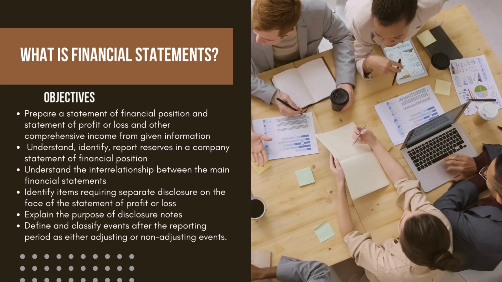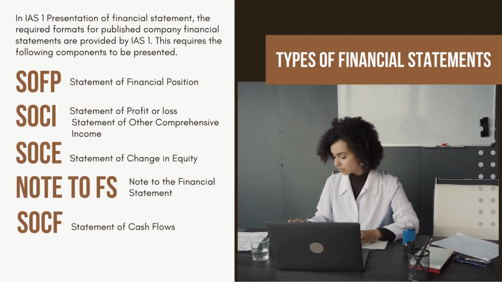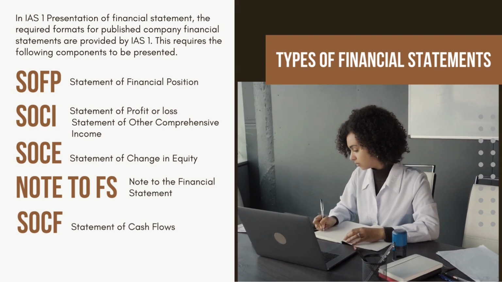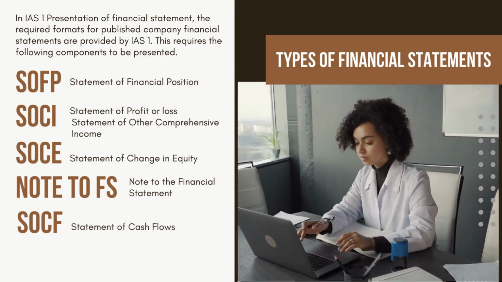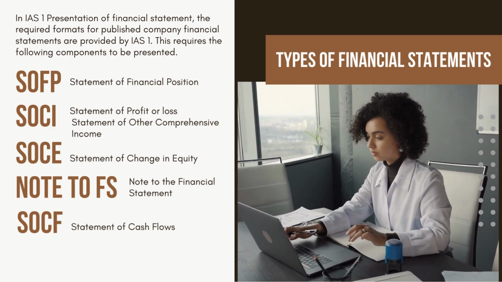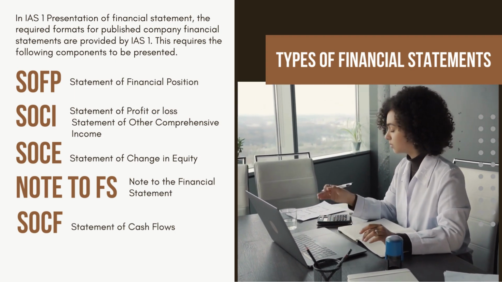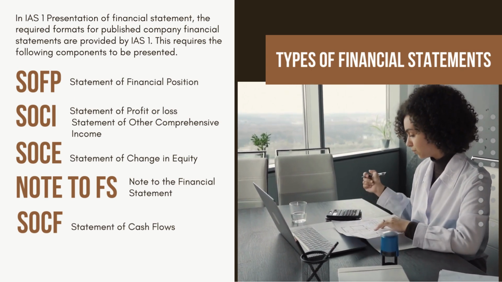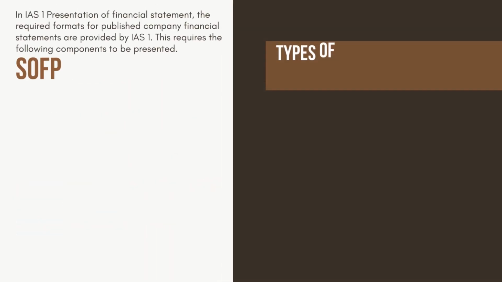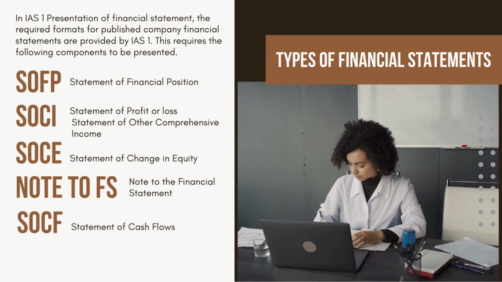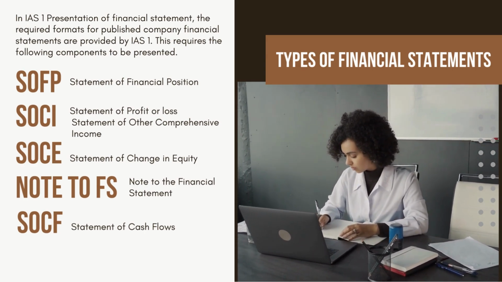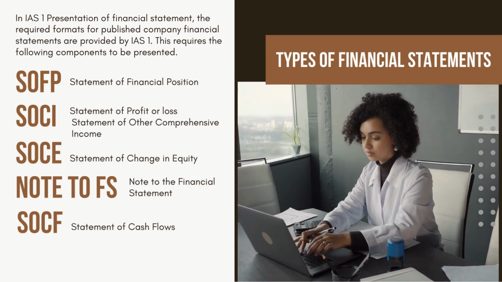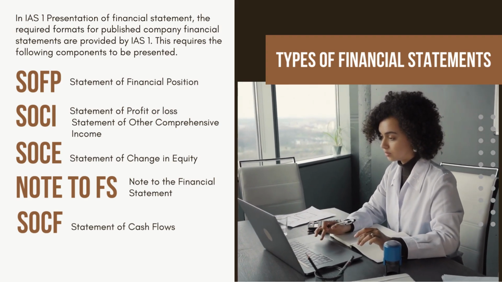According to IAS 1, Presentation of Financial Statements, the required format for public company financial statements is provided by IAS 1. This requires some components to be presented. There are 5 parts. The first, statement of financial position. Second, statement of profit or loss, or statement of other comprehensive income. The third, statement of changes in equity. The fourth, notes to the financial statements. Last but not least is statement of cash flows.